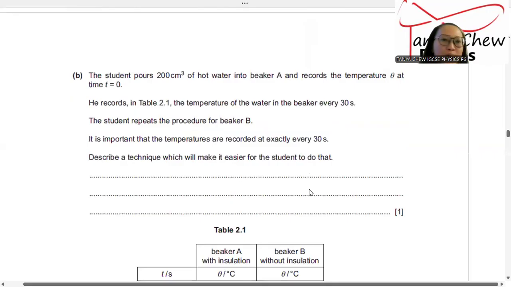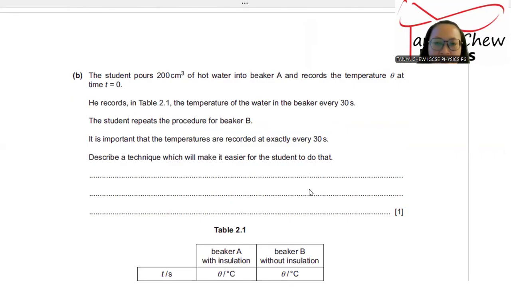Now B, the student pours 200 cm cube of hot water into beaker A and records the temperature theta at time t equals 0. He records in table 2.1 the temperature of the water in the beaker every 30 seconds. Student repeats the procedure for beaker B. It is important that the temperature is recorded exactly every 30 seconds. Describe a technique which will make it easier for the student to do that. Easier, you just put the thermometer there, just leave it there, or else you have to take it out and put it in.